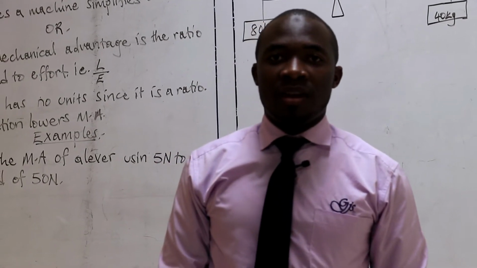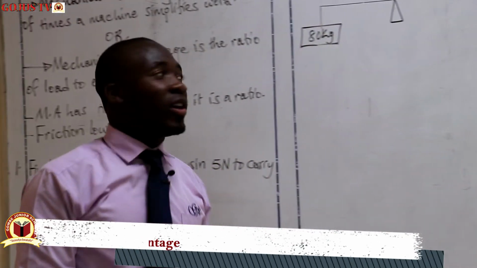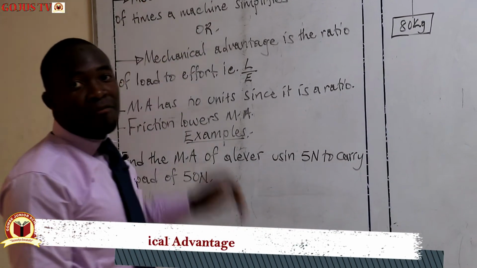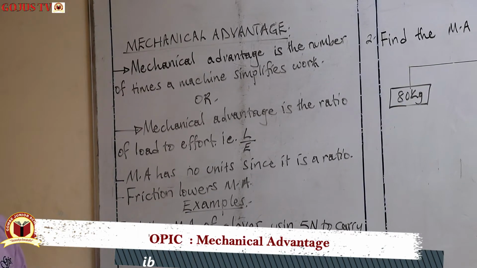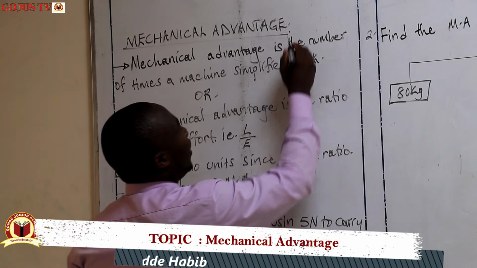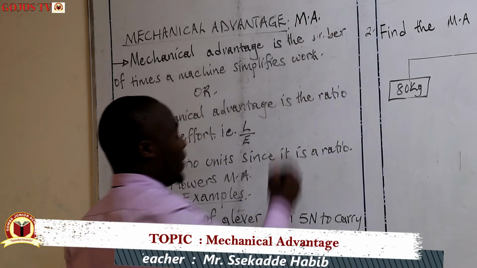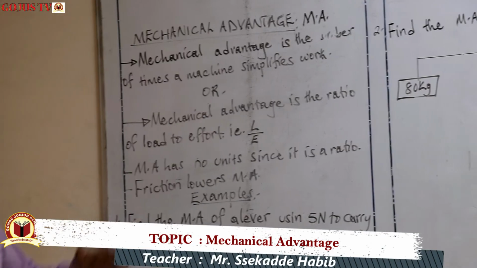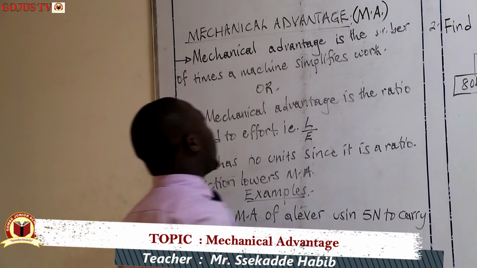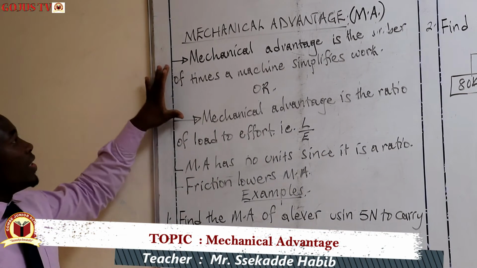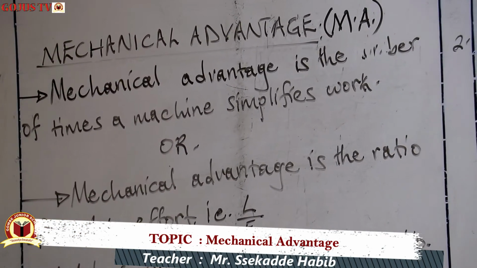Hello candidates, welcome to another science session, and today we shall be looking at mechanical advantage, which we can abbreviate as MA in capital letters. So this stands for mechanical advantage. In case you're told to write it in full, you can write it as mechanical advantage. So mechanical advantage is the number of times a machine simplifies work.